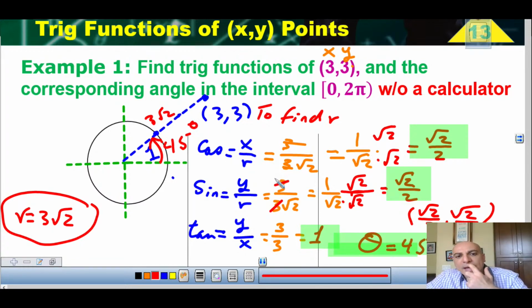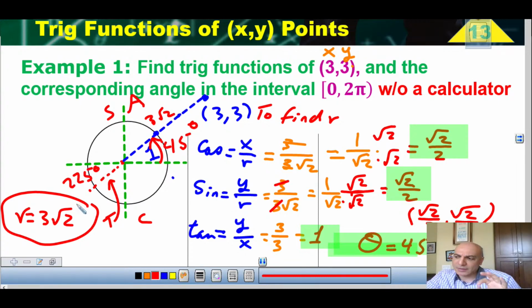Where else could this happen, by the way? If you have an interval between 0 and 2 pi, this is 45. Where else could this happen? This also could happen here, by the way, if all students take calculus. Tangent is positive here, which will give you a 225. That's a possibility. But I really have to think a little bit hard here.